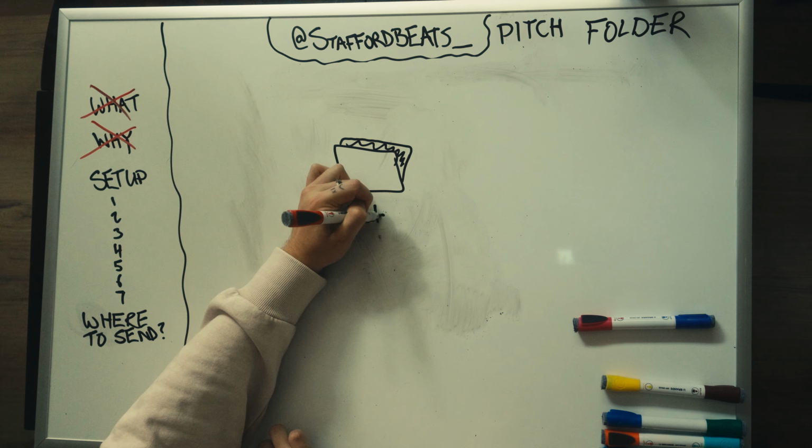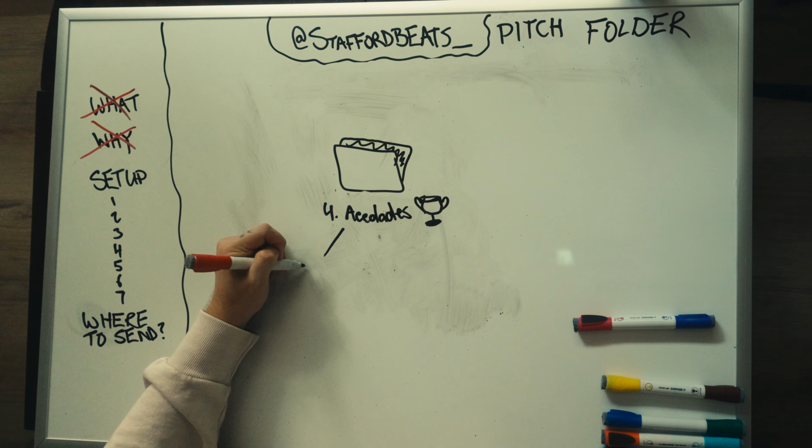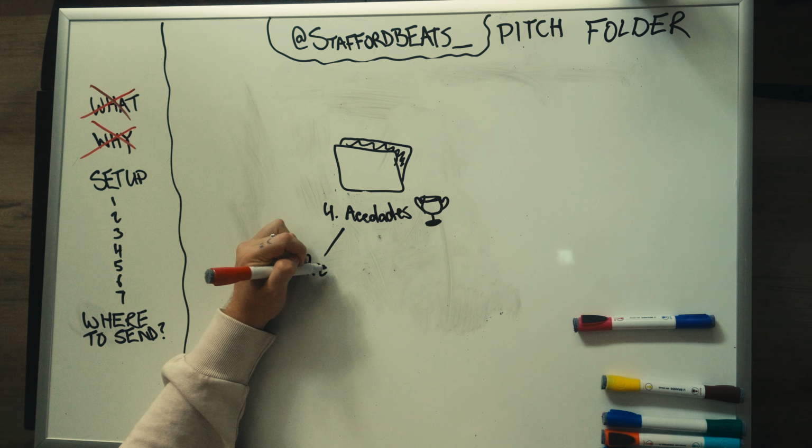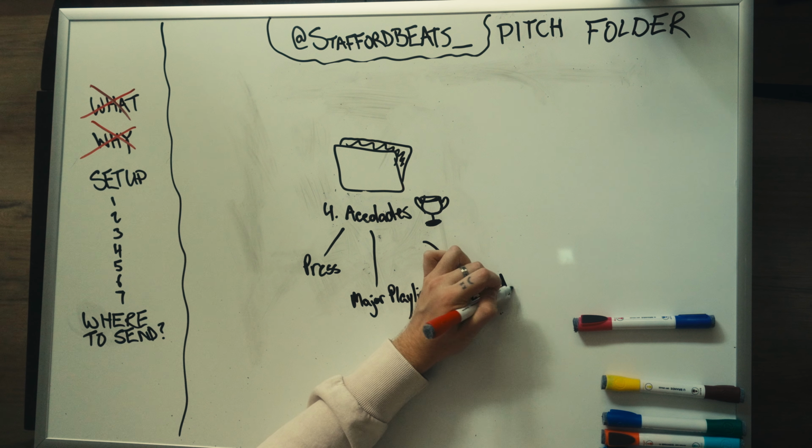All right, in the fourth folder, you want to put any accolades or achievements you've gotten. Now in this accolade folder, you just want to put any prior press releases you've gotten, any major playlists, awards, and anything else that you find to be a notable achievement. This is just kind of a way to show off. If somebody sees that you've had a lot of achievements, it might be more likely that they're going to submit you for other opportunities or even take you more seriously for this specific opportunity. And if you don't have any major accolades, that's totally fine. Just don't include this folder.